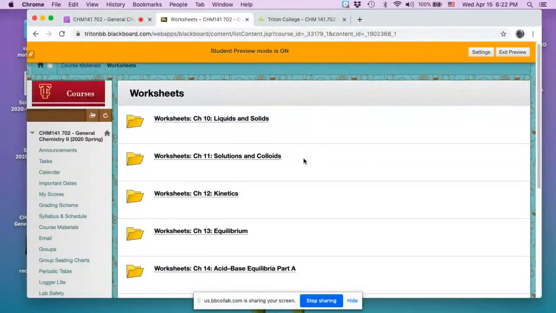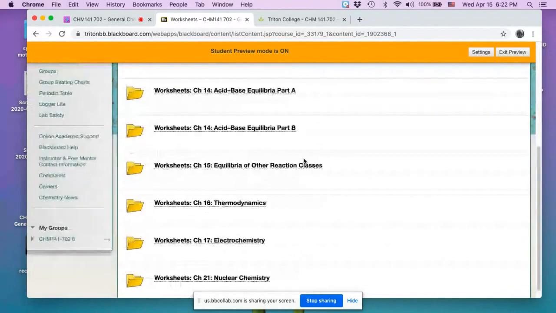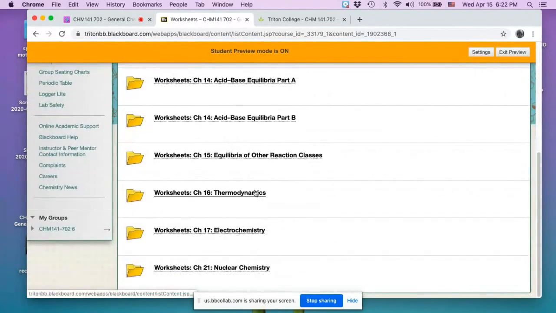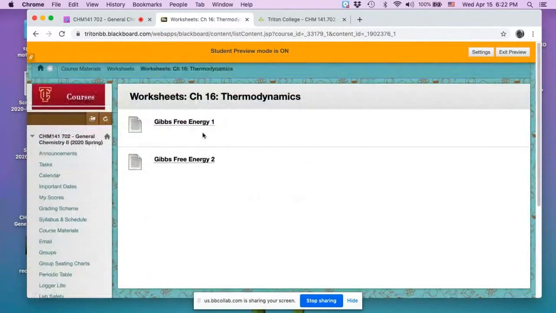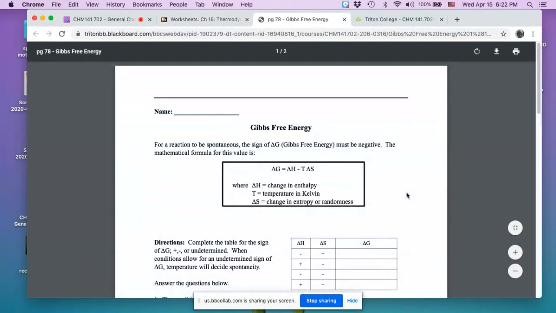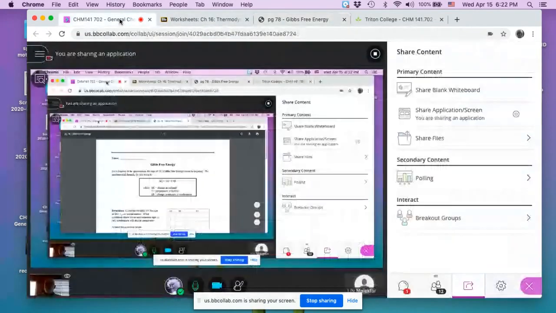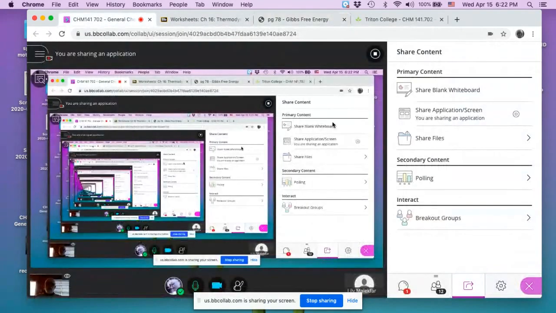Okay, so we go to worksheets, and you go for the thermodynamics worksheet, and then you're going to go for the one that says Gibbs free energy 1. And that worksheet is going to look like this. So you're going to be working on that with your group here in just a minute. Okay, now I'll go back into here, get rid of that, and go to that worksheet that I showed you.